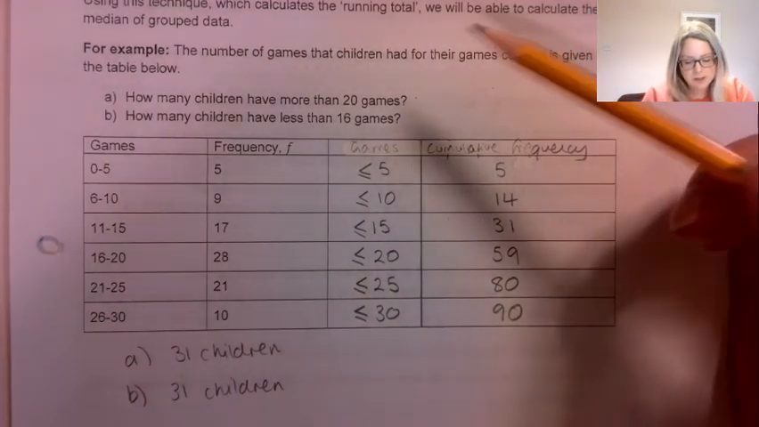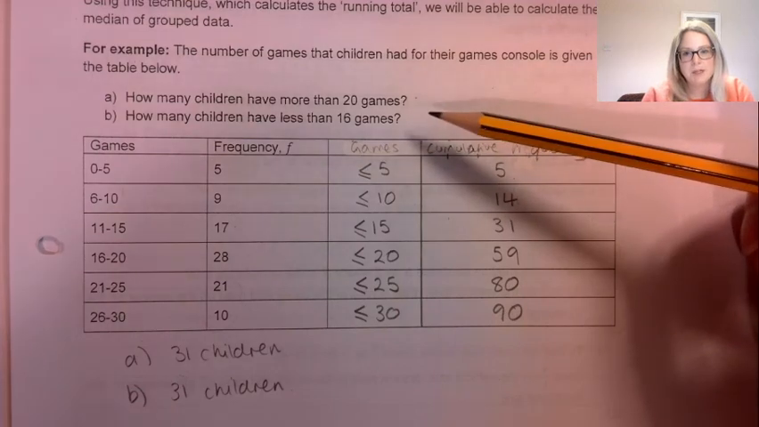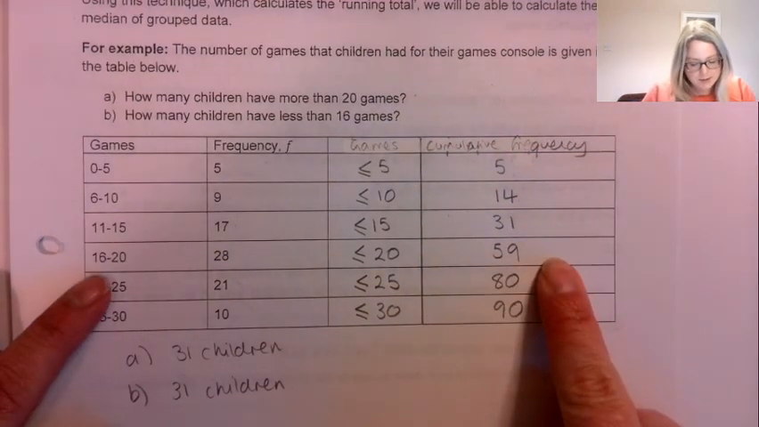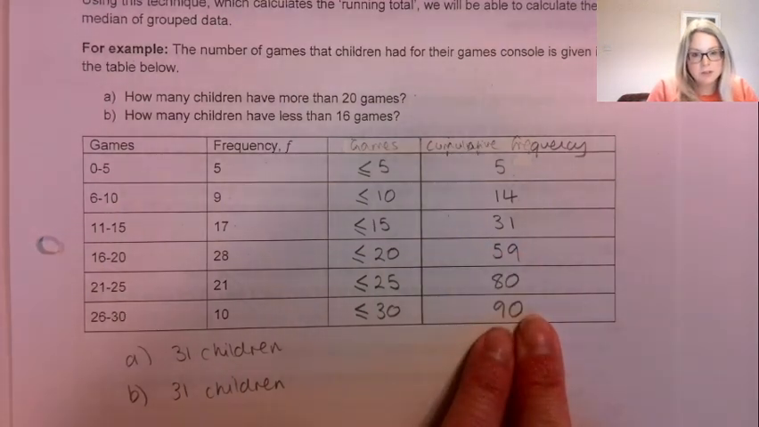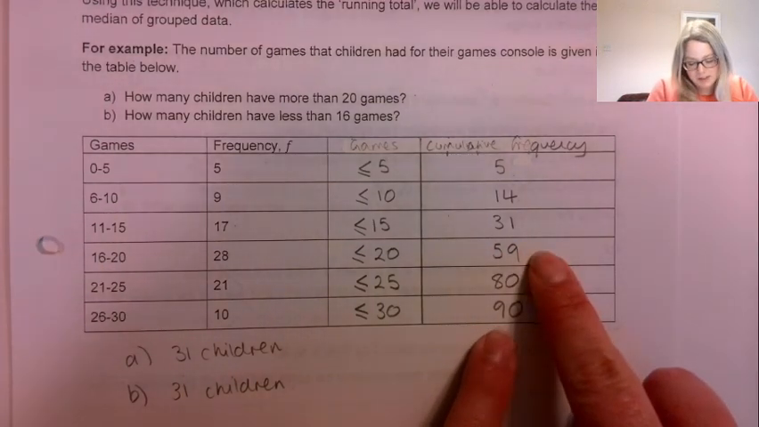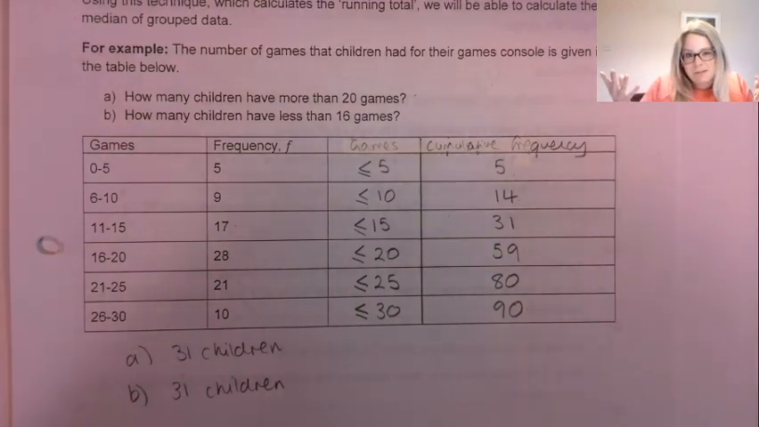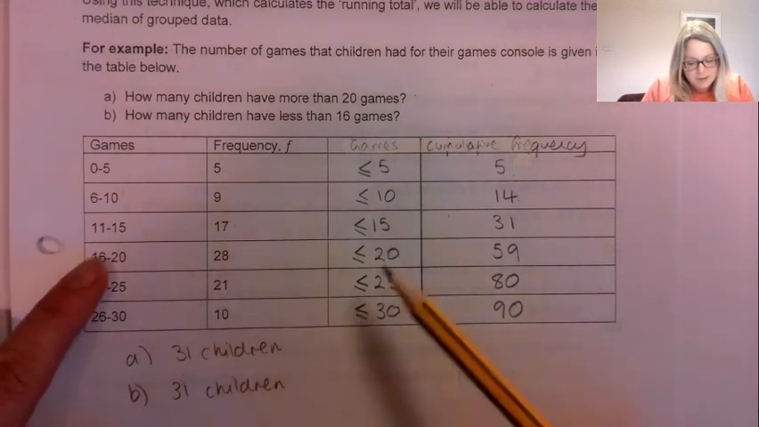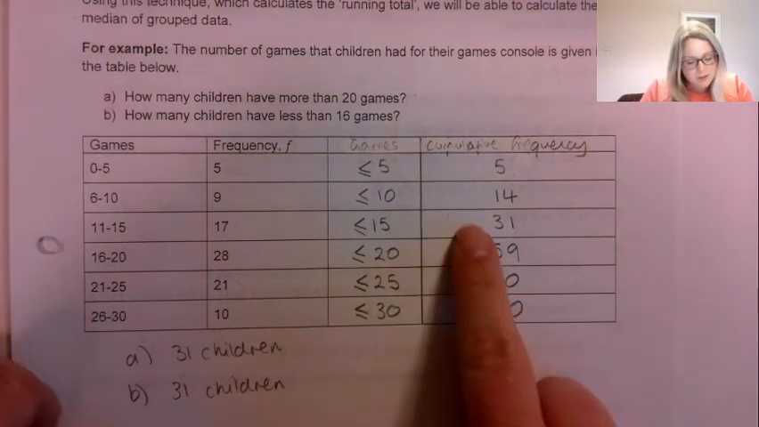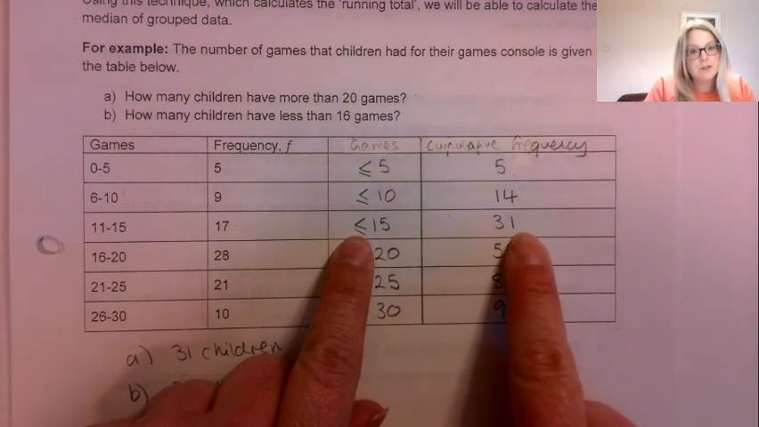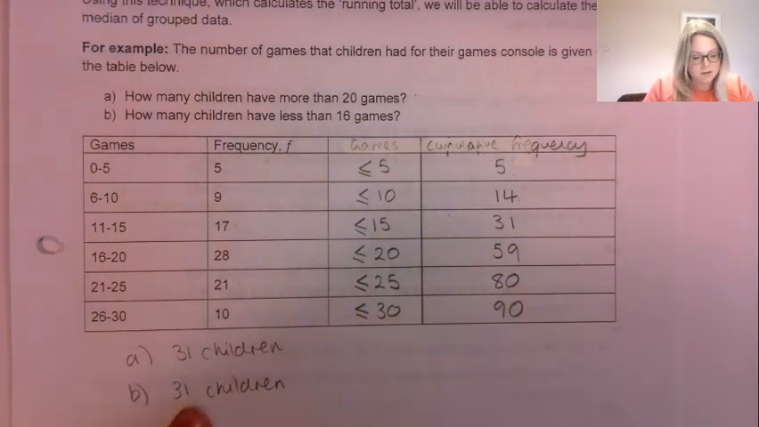Okay, so I'll quickly go over how I would have answered A and B there. So for A, how many children have more than 20 games? Well, it's going to be the total 90, take away this 59, which gives me the 31. Both methods I think are equally as valid for that. How many children have less than 16? For that, this method's definitely quicker because all we have to do is go to 15 or less is 31, and that's just reading that off there.